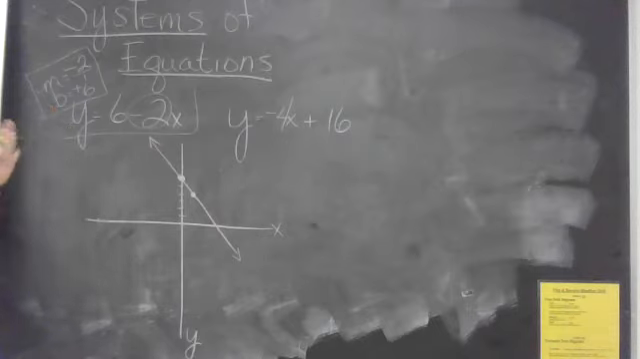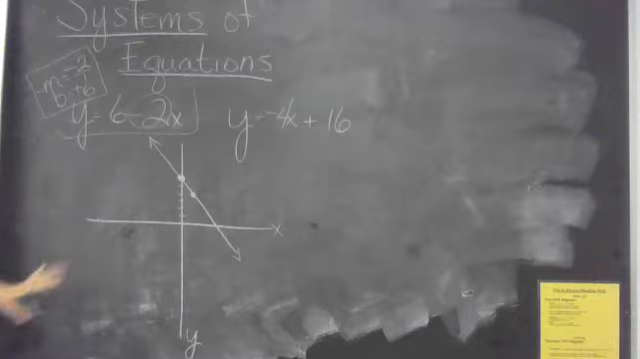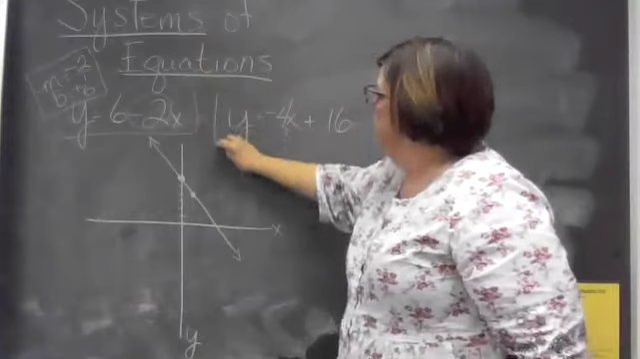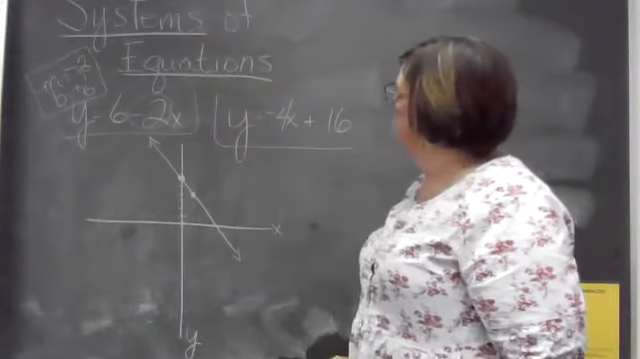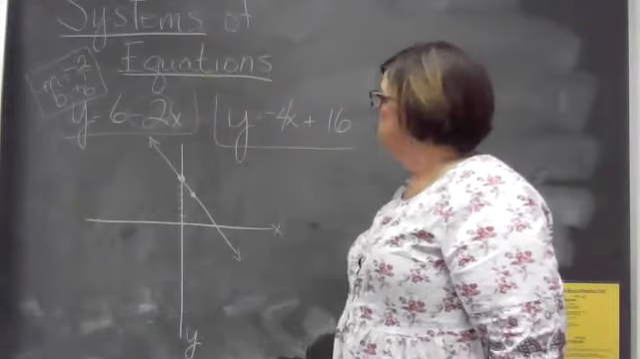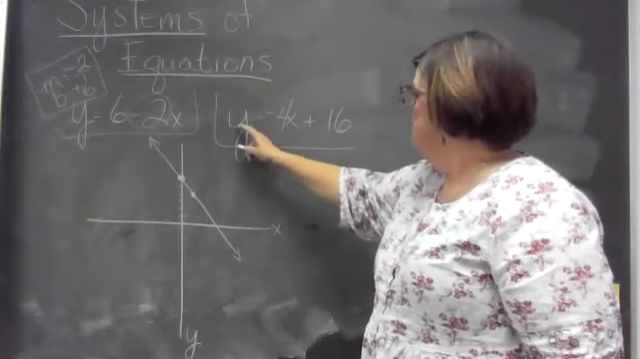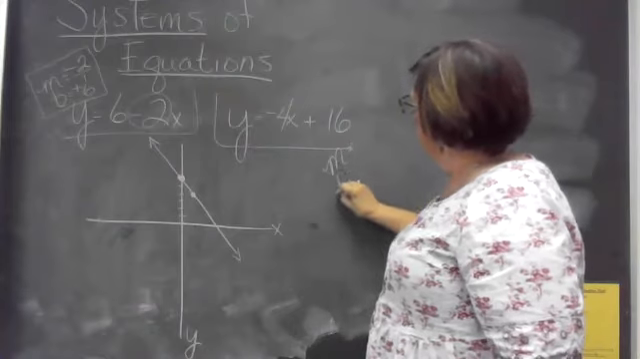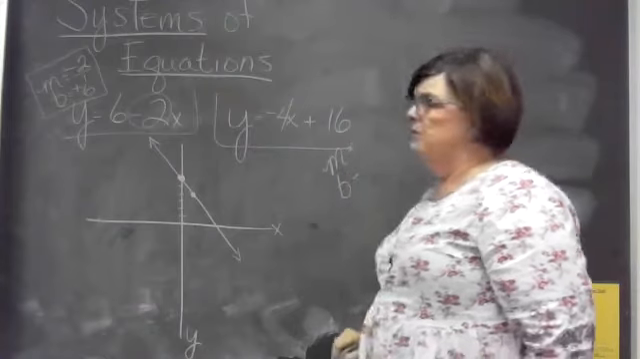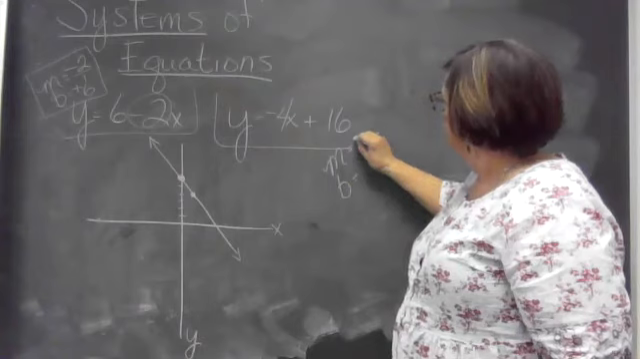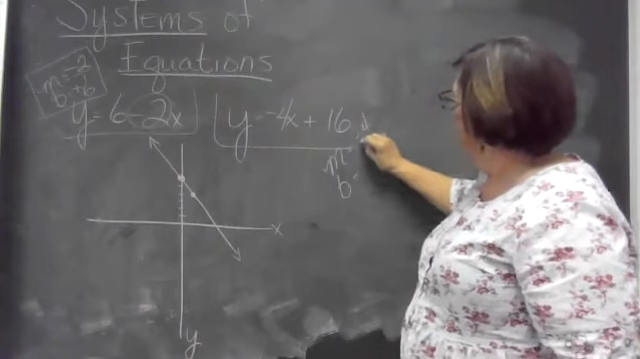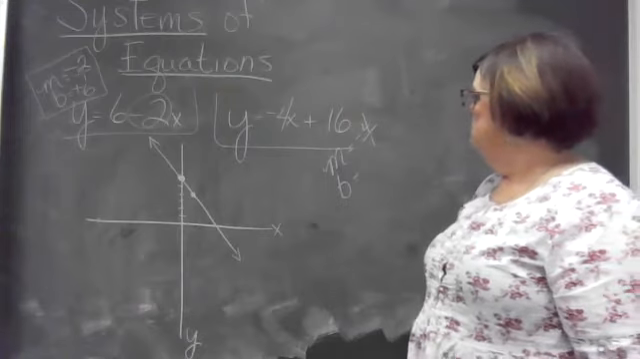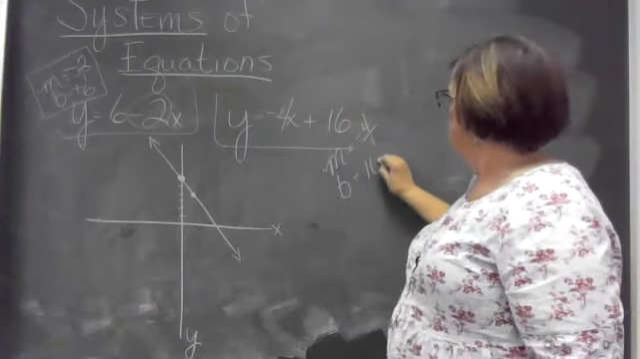We're going to graph the other one on the same graph. So now we're going to look at this line and we're going to say, is it solved for y? Yes, it is. y is by itself. So tell me what the m is, the slope, and tell me what the b is. The slope is negative 4, and since we need a rise over a run, we'll put it over 1. And b is 16.